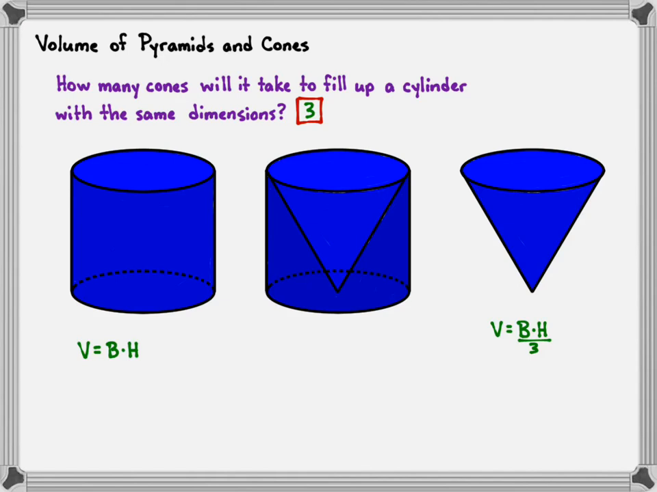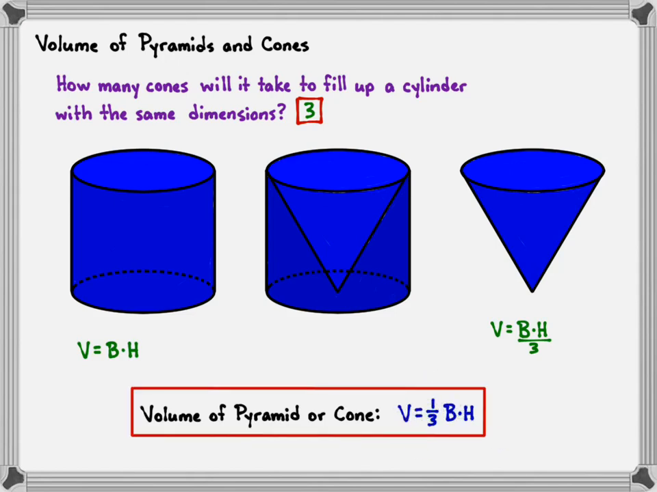So the volume of the cone is actually the area of the base times the height divided by 3. We rewrite it like this to simplify it a little bit. We say the volume of any pyramid or cone is equal to 1/3 the base shape times the height, the area of the base shape times the height. Go ahead and write that down. That's a very important formula there.